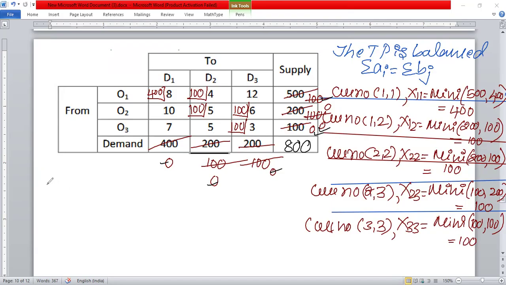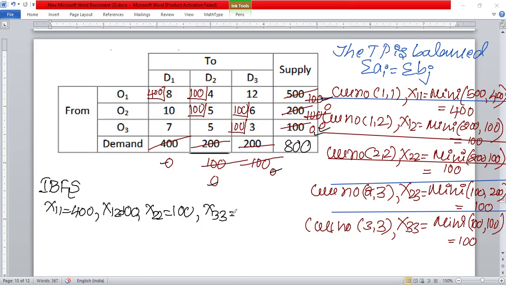So now we are going to write the IBFS, initial basic feasible solution. x11 is equal to 400, x12 is equal to 100, x22 is equal to 100, x23 is equal to 100, and finally x33 is equal to 100. These are the IBFS, initial basic feasible solution. Now transportation cost, double summation Cij into Xij. So get ready for the answer.